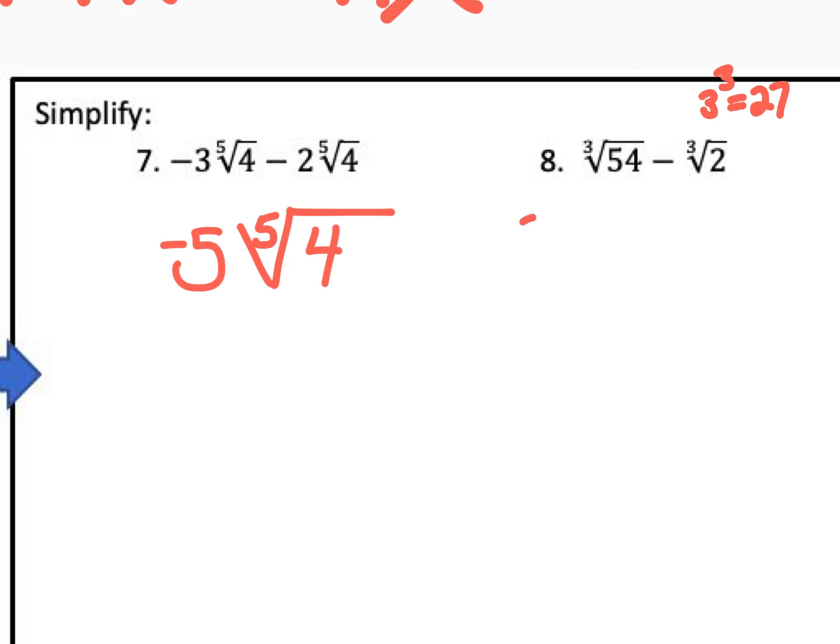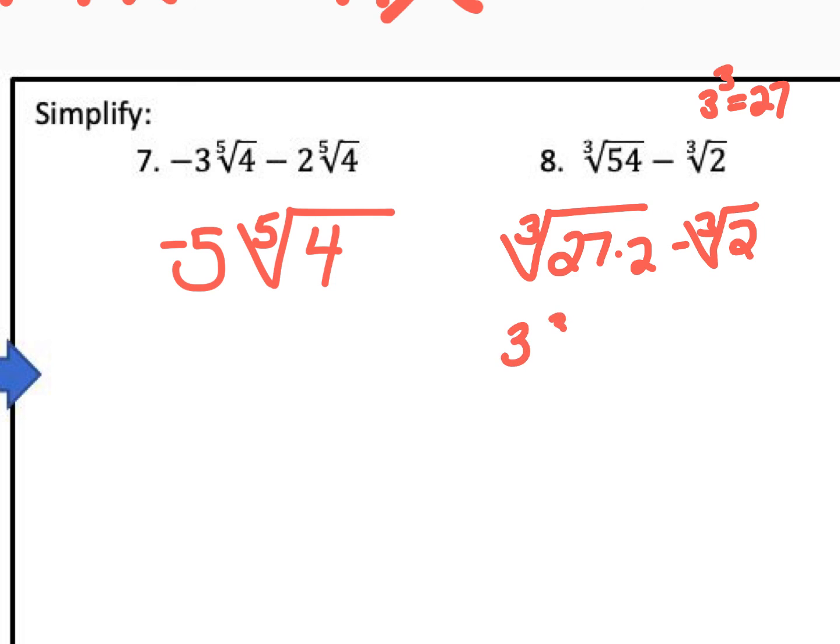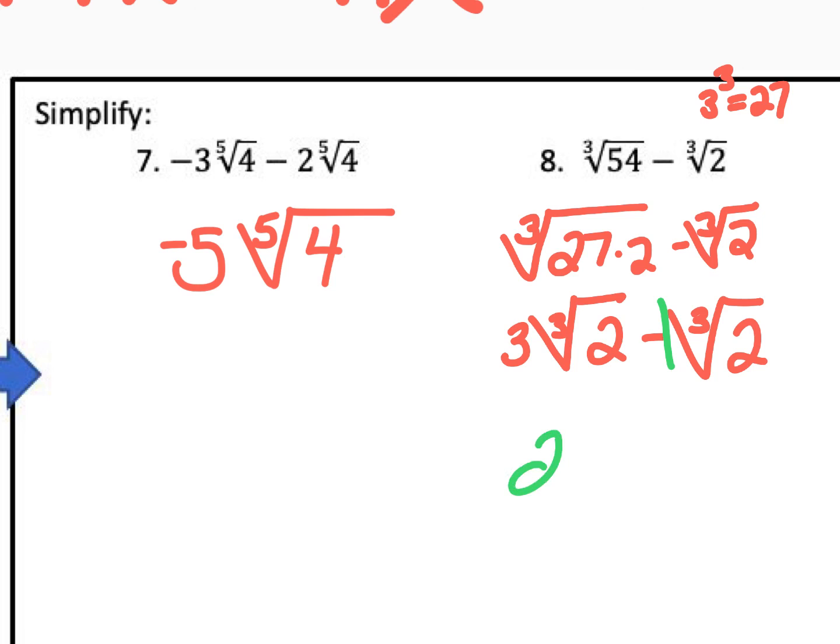So the cube root of 54 could be 27 times 2. I'll just recopy this, minus the cube root of 2. So cube root of 27, I know, would become 3 times the cube root of 2. Just recopy, minus the cube root of 2. So this coefficient in front here would be 1. So really I'm doing 3 minus 1, which is 2 times the cube root of 2.